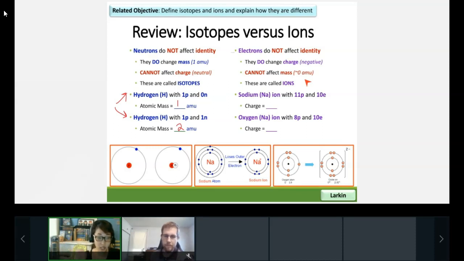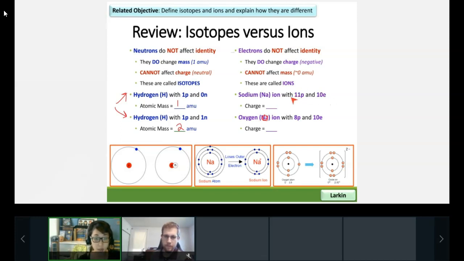Now, as we change the charge, remember that these are what we call ions. So let's take a look at a sodium and an oxygen ion right here. Sodium has 11 protons and 10 electrons. Again, we're ignoring neutrons. Neutrons don't have charge. They're not going to affect our charge.